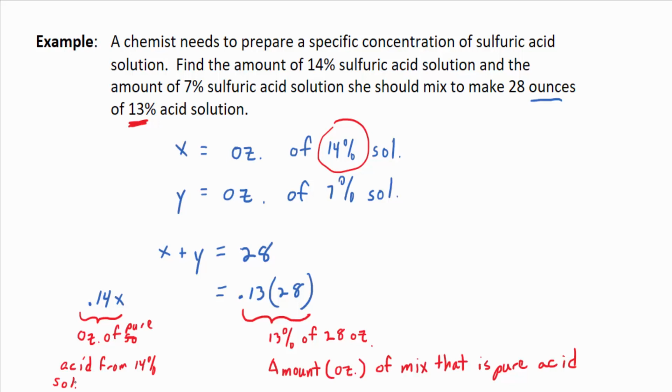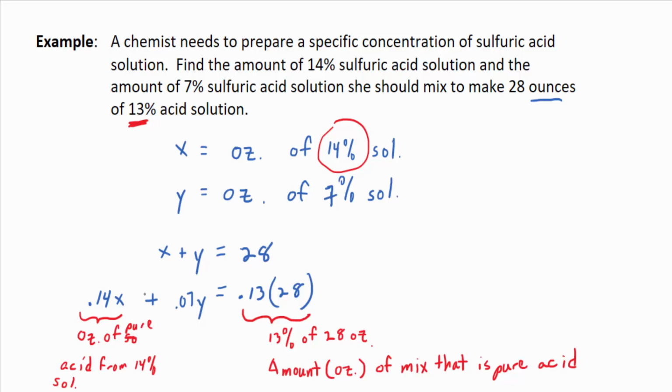Okay, do something similar with the y. How much of the y mixture is going to be pure acid? So this is 7%, so that's supposed to be a 7 right there, right? So 7% of y, 0.07 times y. So, 0.07 times y, and this is the amount of pure acid from the second solution. We should be adding these together, right? Because we're adding these solutions together.